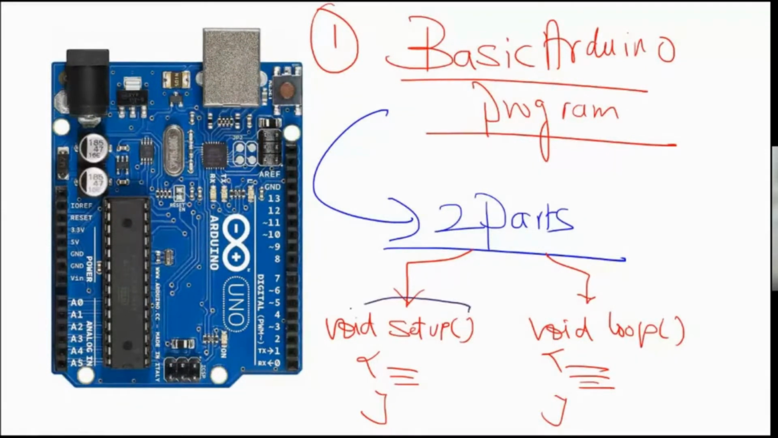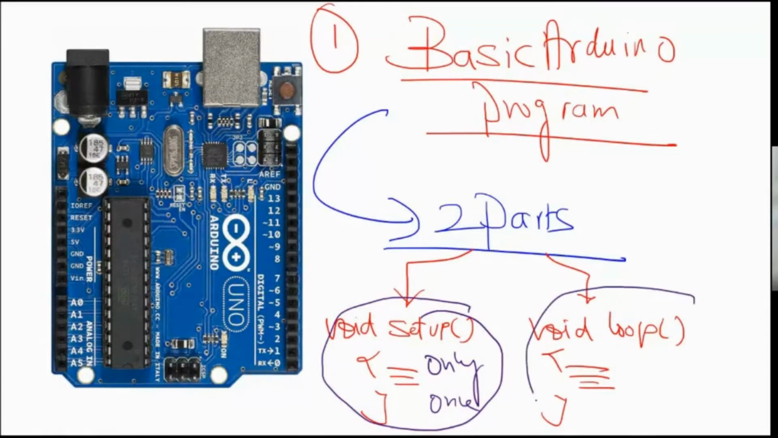Whatever you want the genie to execute only once, I put it here. Whatever I put inside the loop part, the genie will execute indefinitely. Indefinitely means until you turn off the power. So if you want the genie to execute multiple times, again and again over and over, then I would put it in the loop section. If you want the genie to execute only once, then I will put it in the setup area. So that is the first job, basic Arduino.